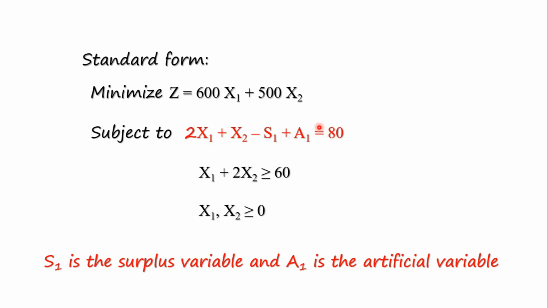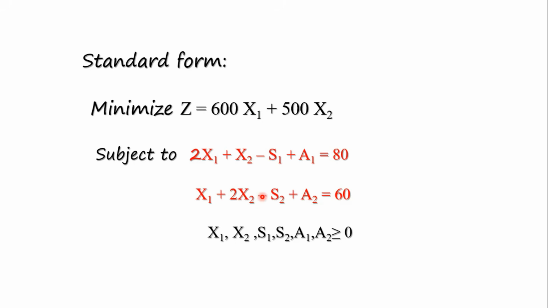When we have greater than or equal to, we need to subtract a surplus variable and add an artificial variable. In the same way, for the second constraint also, we will subtract a surplus variable and add an artificial variable. This is a condition which we need to remember.